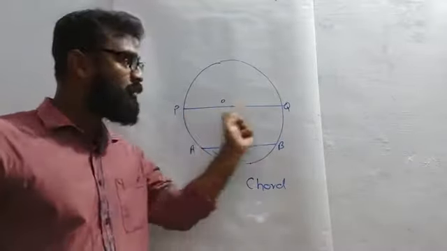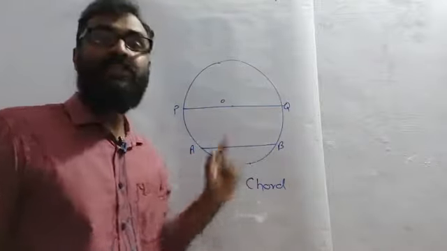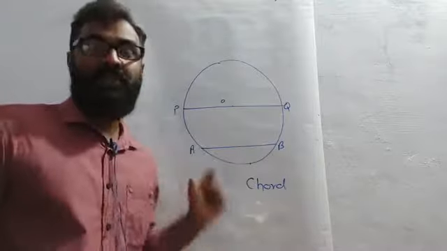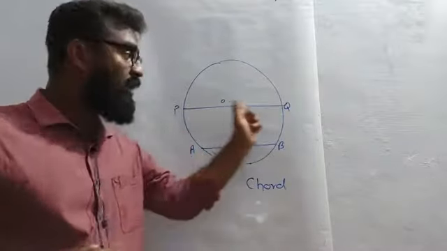PQ is passing through the center at O. So this line is called the diameter of the circle. Very important. This is called the diameter of the circle.